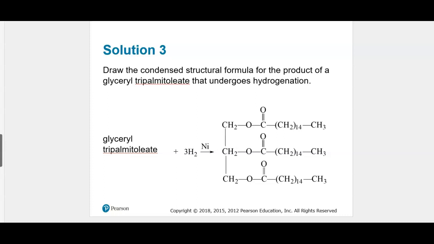You see you've just saturated the double bonds. So now all these residues are palmitic acid residues. Glycerol tripalmitate is what that's going to be. But that's going to be the reaction. It's complicated drawing it out, but the only thing that's happening is you're adding hydrogen to the double bonds, so the double bonds are going away, and you have the saturated fatty acids here. So hydrogenation, that's one of the reactions.